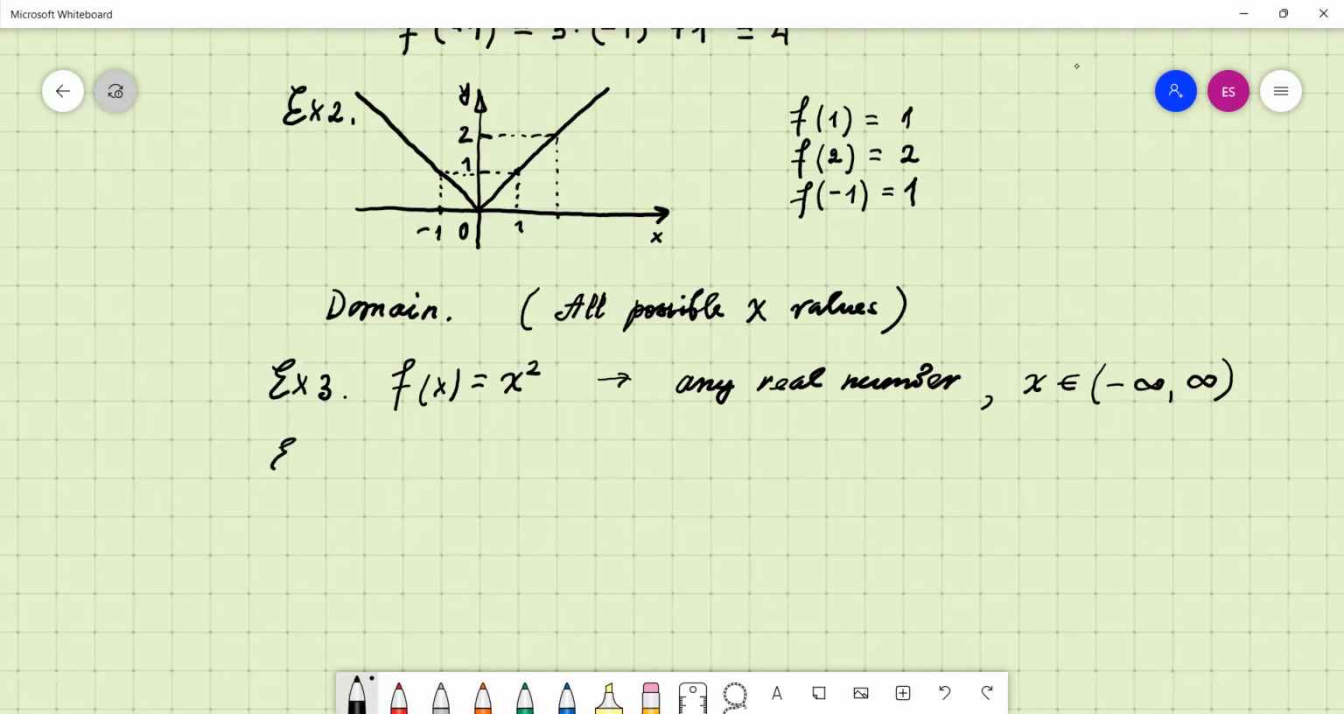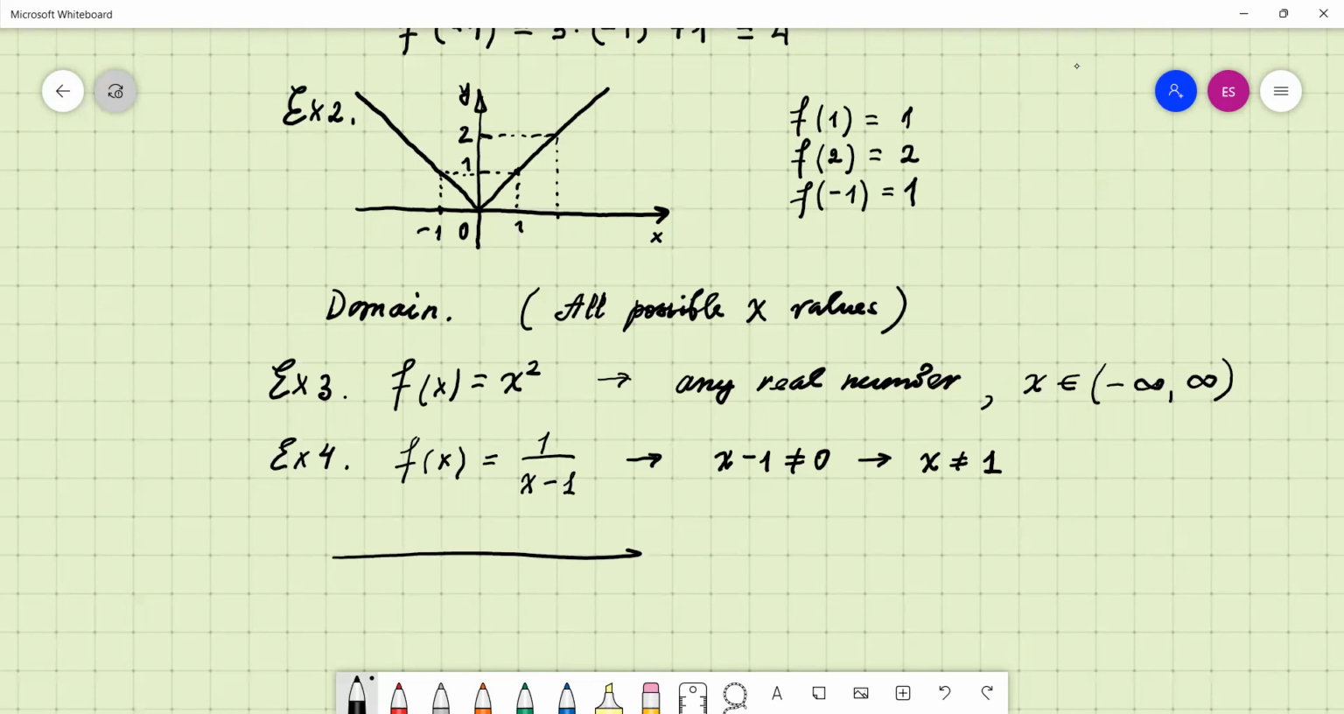A little bit more complicated example. Example 4, f of x equals 1 over x minus 1. Well, what are the problems with this function? We know that we cannot divide by 0. There is no definition of what the result would be if we divide by 0. So the restriction on the domain is that x minus 1 is not equal to 0, because it's going to give us division by 0, or x is not equal to 1, right? If you move this minus 1 to the right side.